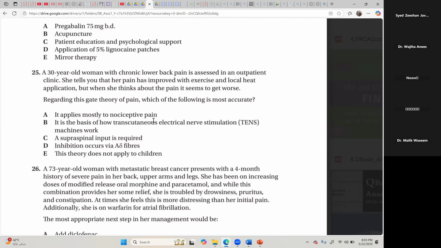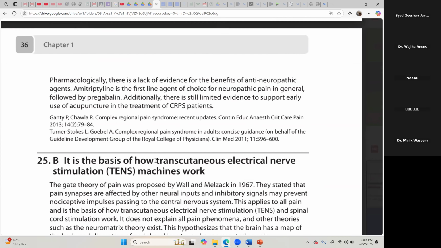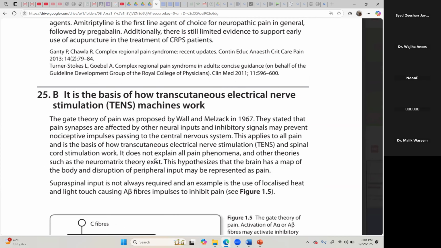pain, or is it also for neuropathic pain? It is the basis of how transcutaneous machines work. Supraspinal input is required. So inhibition, let's see the answer. So TENS. Oh, okay, sir, B.